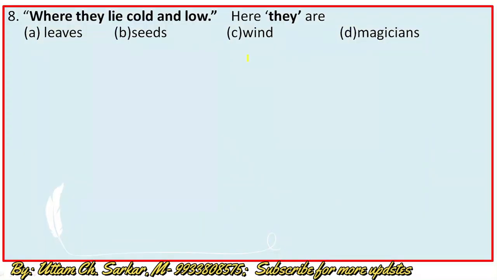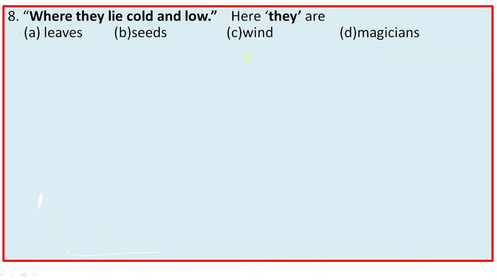Next question, 8. "Where they lie cold and low," here they are: the options are leaves, seeds, wind, magicians. We know that the west wind drives the seeds to the underground, and there they lie cold and low. So the right option is B, seeds.